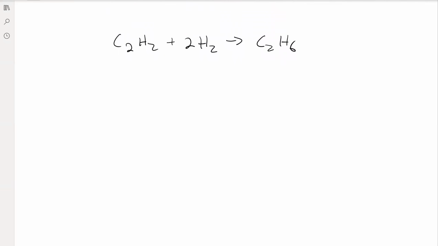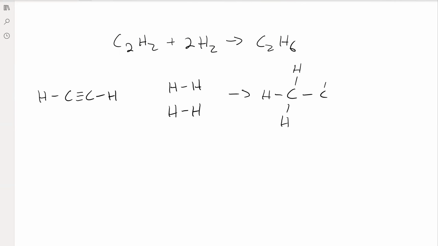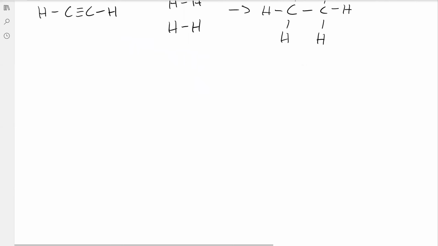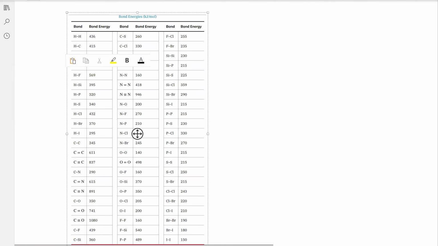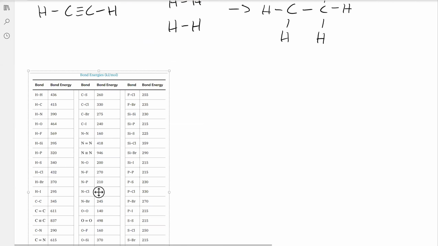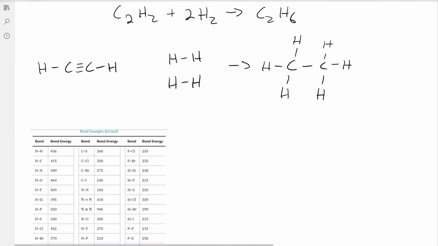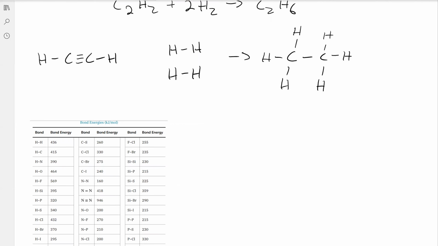I'm just going to give you the Lewis structures here, but of course you want to be able to make them on your own using the rules that we previously learned. In this case, the C2H2 is this triply bonded carbon-carbon bond. And then of course H2 is just some H's. And then it's going to form C2H6, which is just these carbons bonded together with single hydrogens everywhere. And what we can do is look up a table of bond enthalpies. And then again, pretend that we're breaking all the bonds on the reactant side and forming all the bonds on the product side.